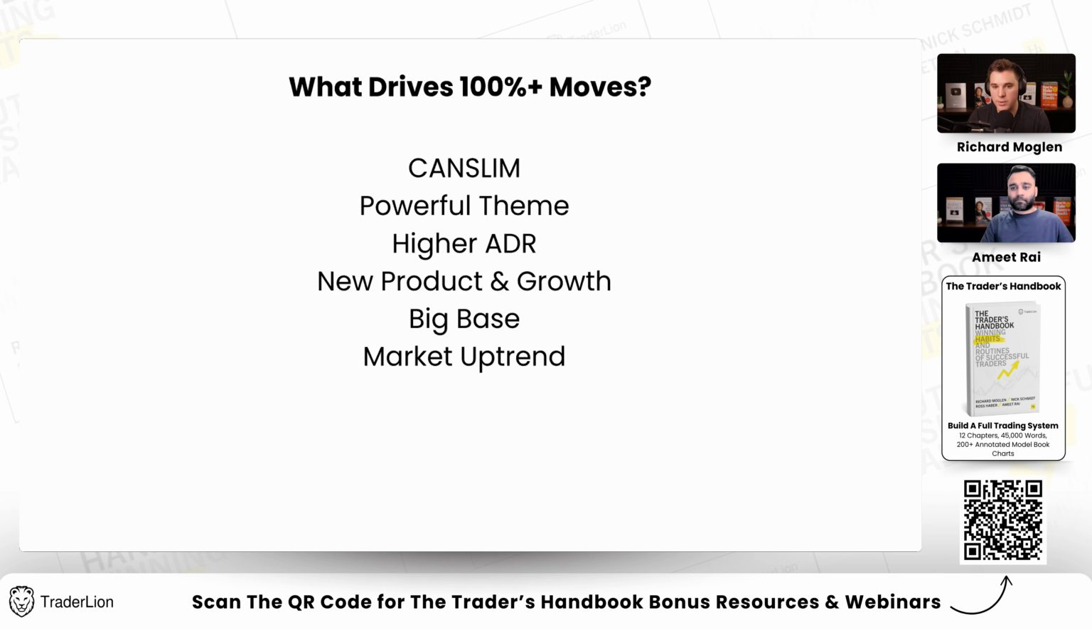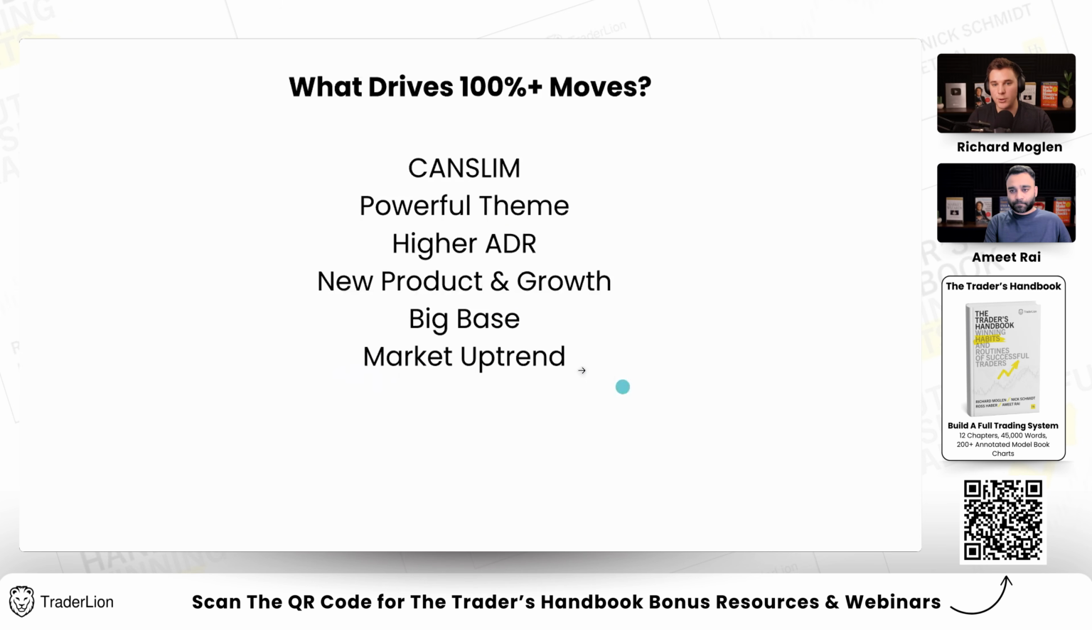New product and growth can be a catalyst for a 100% move. A big base emerging from a sound pattern, a recent stage one turning into a stage two in terms of stage analysis. And then I think this is a big one that people often forget, and it's part of CAN SLIM, the M, the market uptrend.